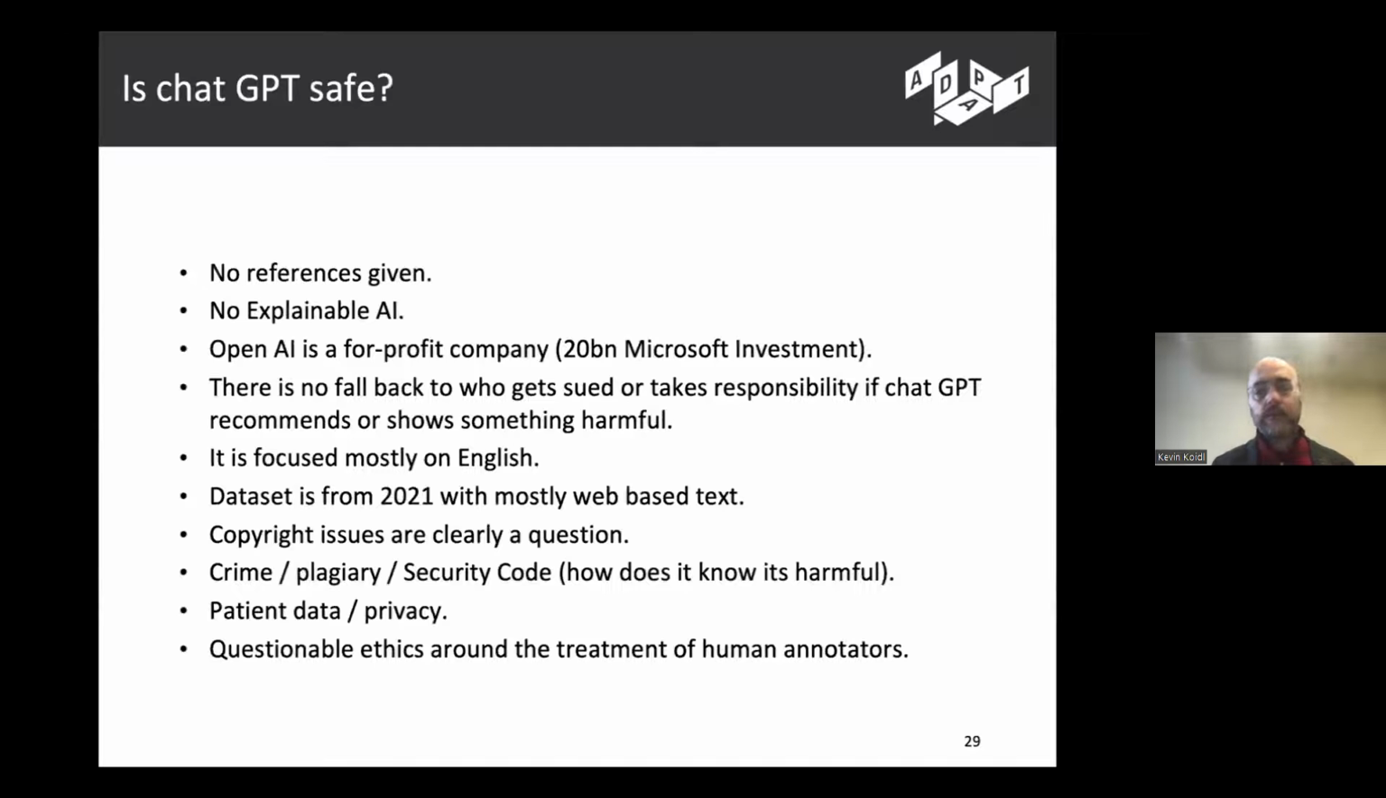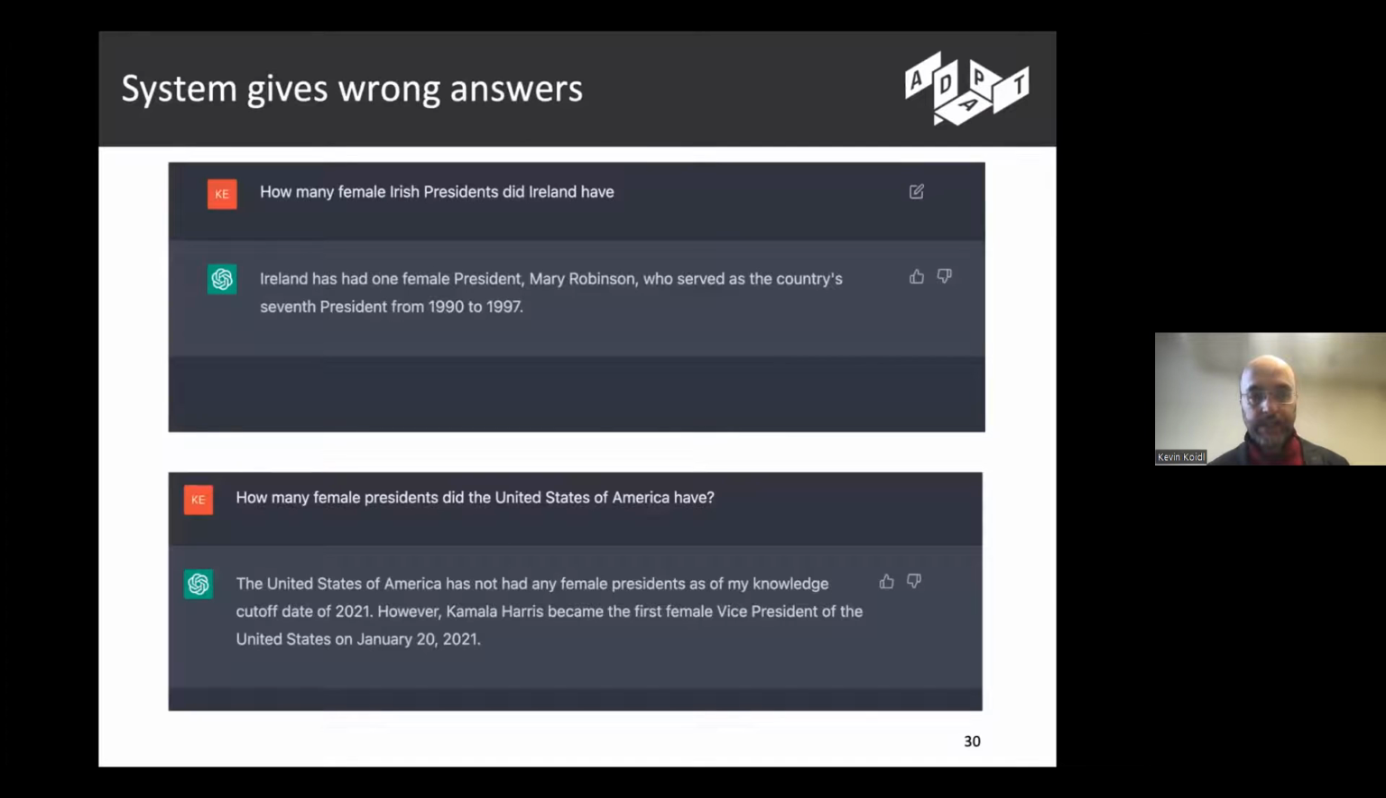I won't go through all of this, but is ChatGPT safe? There are no references given, so we never know where this text comes from. There's no explainable AI. We don't know how it's been generated. There's massive corporate investment, 20 billion by Microsoft, so it's for profit. It's not a not-for-profit company. Nobody sees the code, nobody sees the data, nobody sees how it's been done. It focuses mostly on English. The data set is a bit old, copyright and so forth. Again, in the Q&A we can look at some of these, but it's a lot of work to keep this safe, obviously. It does make mistakes.